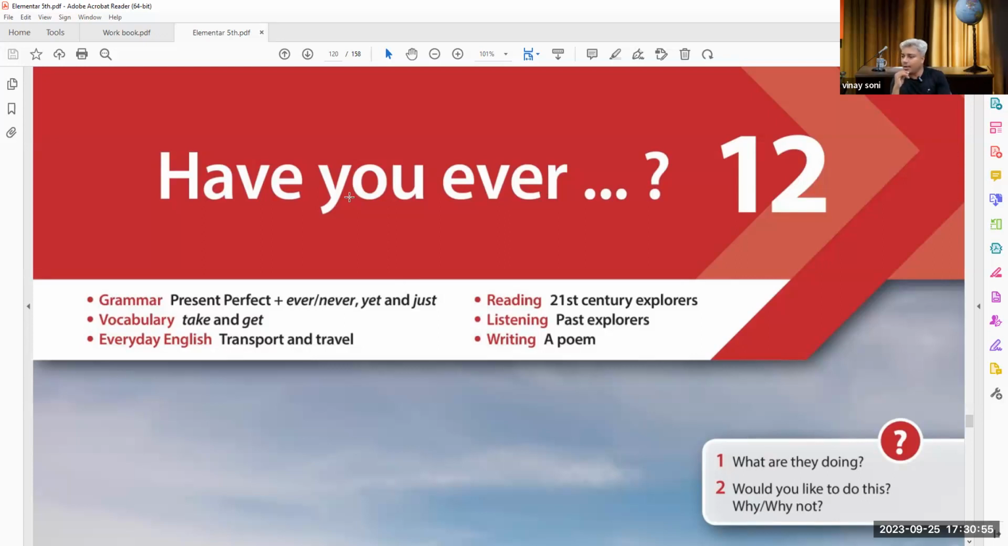I have bought a car. So the action of buying has taken place already. So it is past now. But then why do we call it the present perfect? Because yes, the action was in the past, but it has some sort of connection with the present.